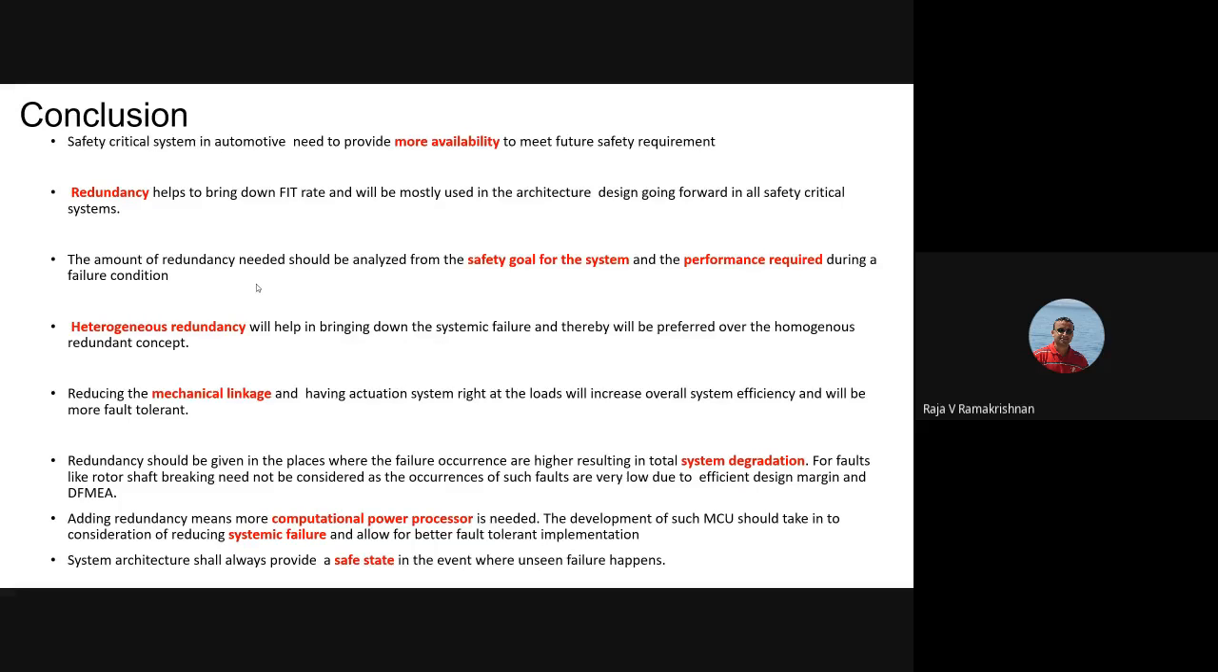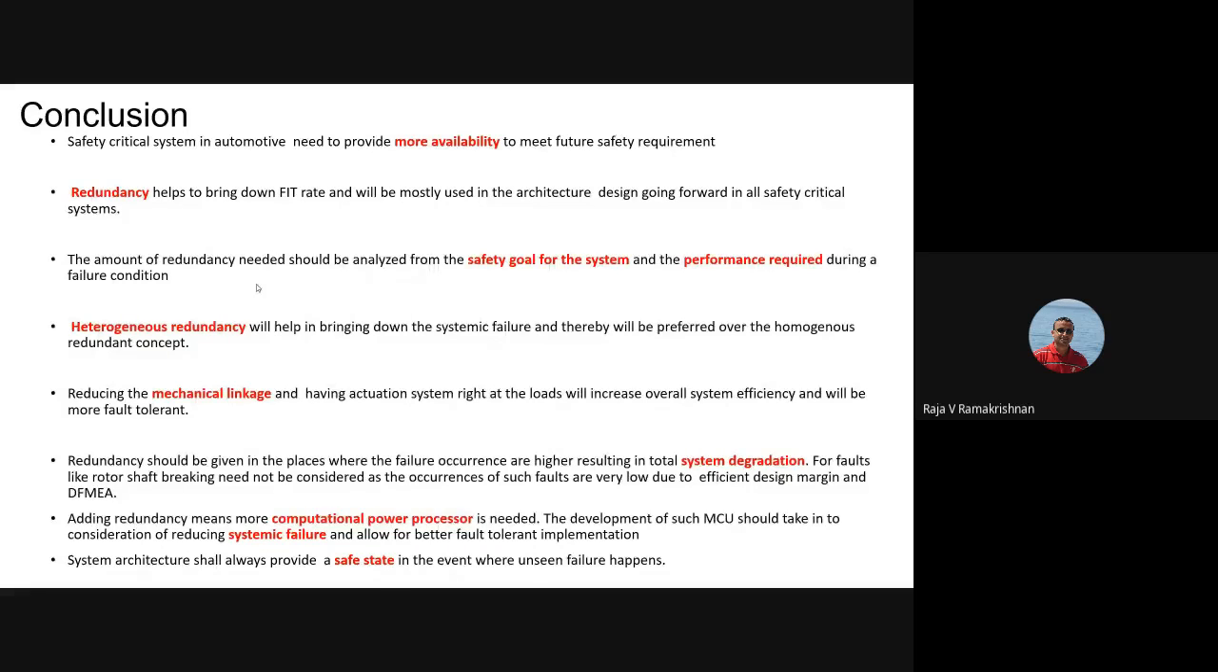You can have different types of architecture based on what you need. Heterogeneous redundancy, as I told you, is a better system, but homogeneous is easier to develop because it reduces development time. Reducing the mechanical linkage and having the actuation system right at the loads will increase overall system efficiency and will be more fault tolerant. That's another key point here.